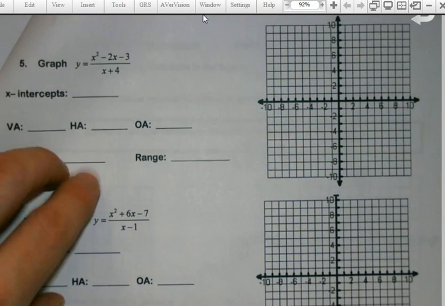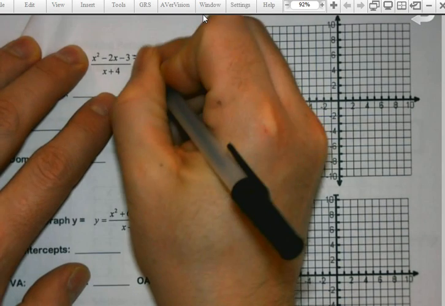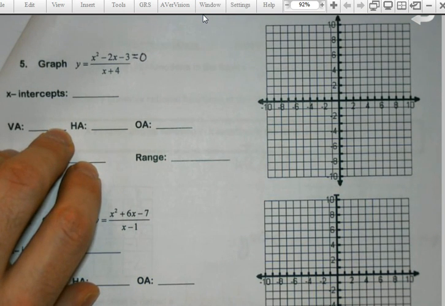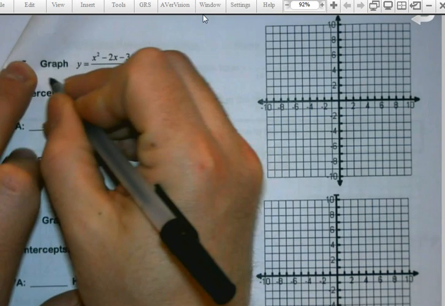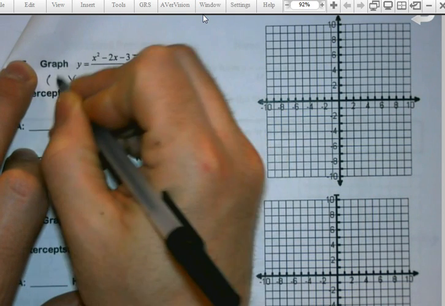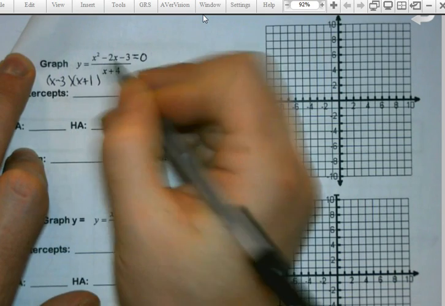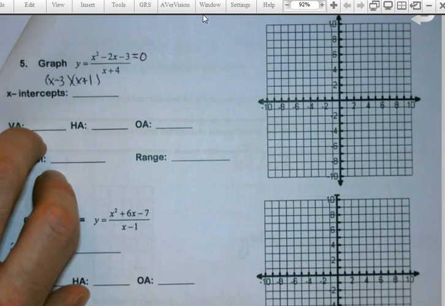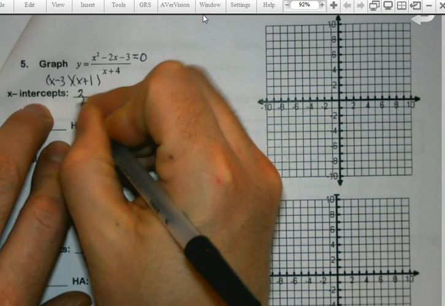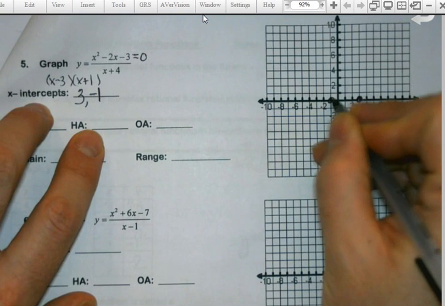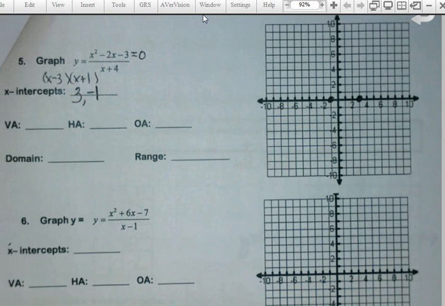So, again, x-intercepts, set your numerator equal to 0, and factor that sucker. So when I factor this out, I get x minus 3 and x plus 1. And if I set those each equal to 0, I end up with x-intercepts at 3 and negative 1. So that gives me a start.